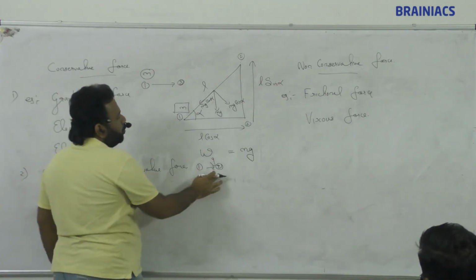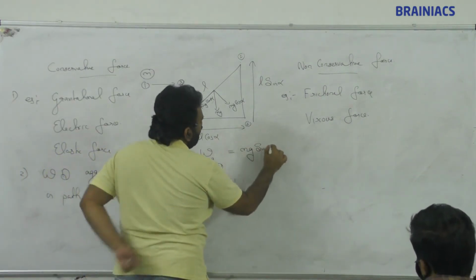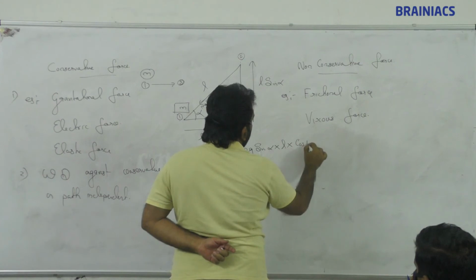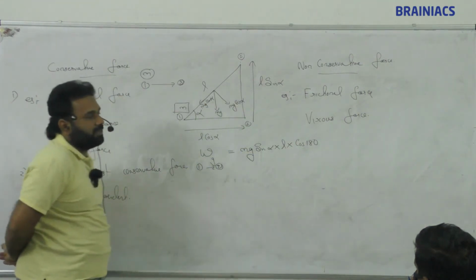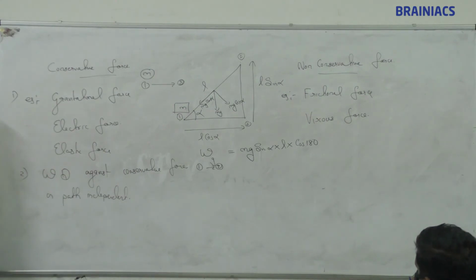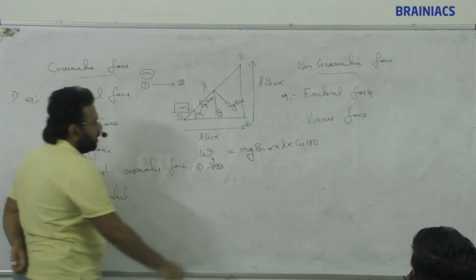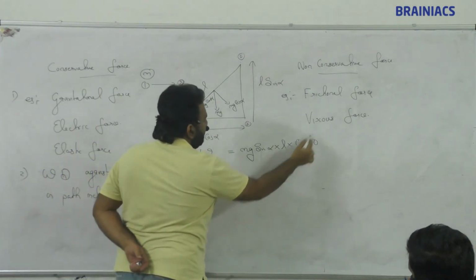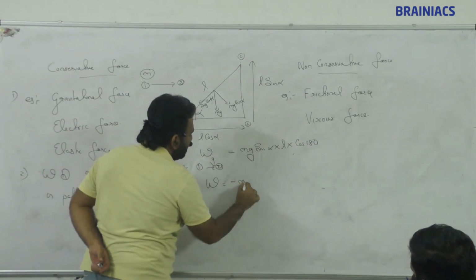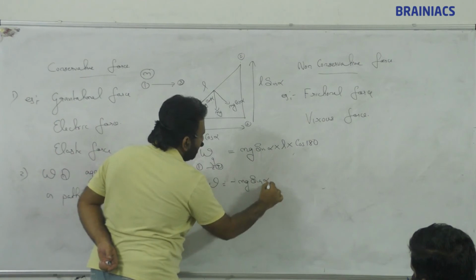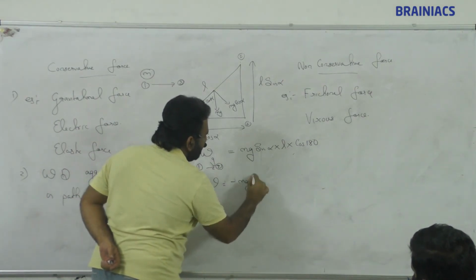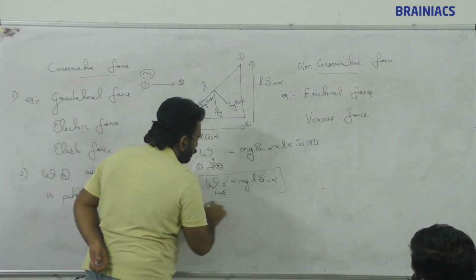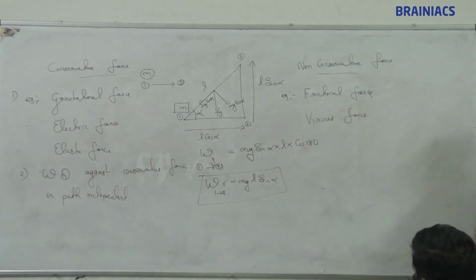Okay, so 1 to 2, I am interested in mg sin alpha into L into what is the angle between, cos 180. Is it correct? All of you agree? Mg sin alpha into L into cos 180. So this work done is nothing but what? This will become minus 1. So minus mg sin alpha L, minus mgL sin alpha. So this is from 1 to 2.